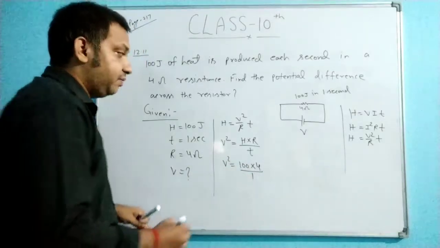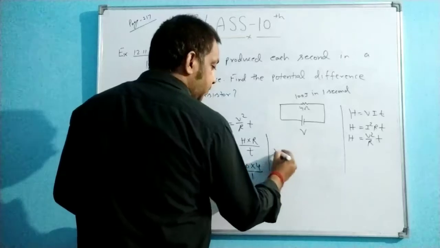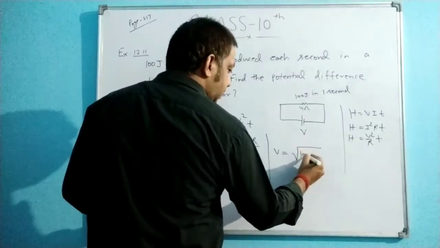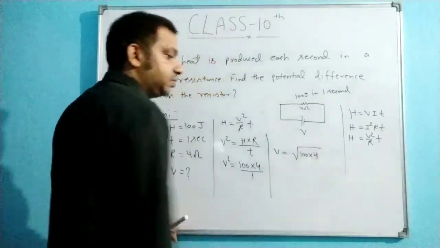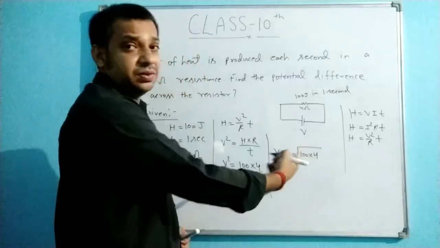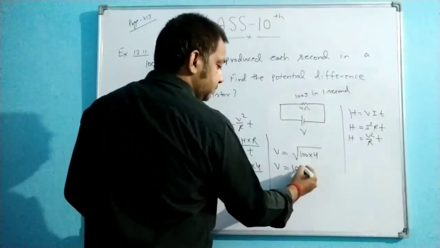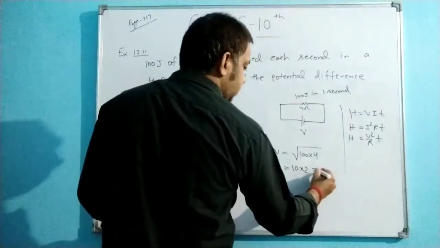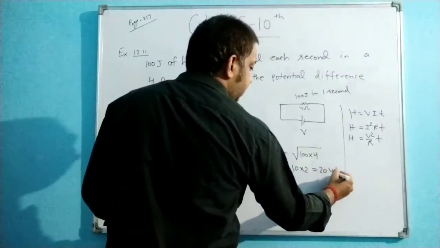Our aim is to find V. So what is the value of V? V is equal to under root 100 into 4. Simple. So just take up, from this 100 you will take 10 outside, and from this 4 you will get 2 outside. So how much will you get? You will get 20.